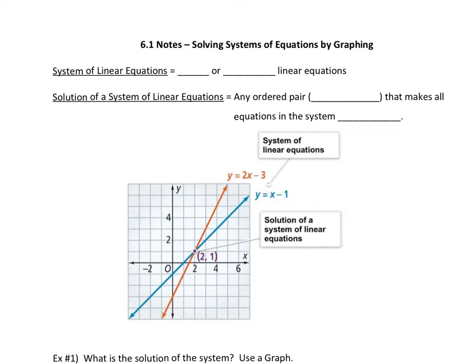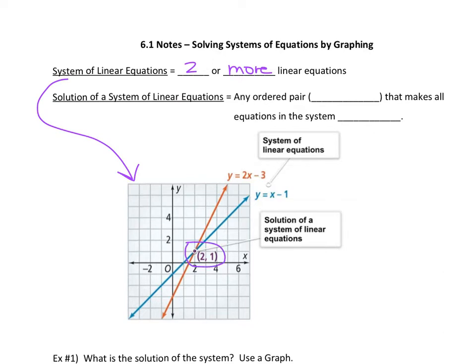A system of linear equations is 2 or more linear equations. So equations of a line, okay? If you look down here, this would be a system. It's 2 lines. The solution to that system is where those 2 lines meet, right here.